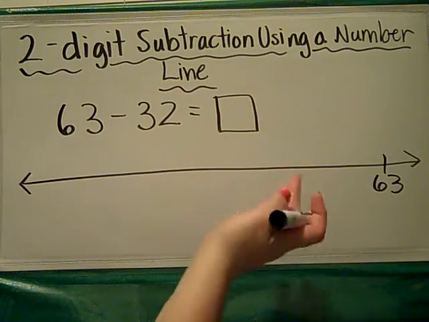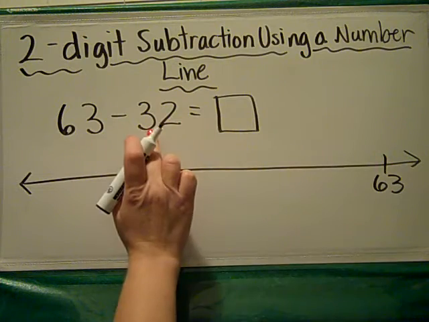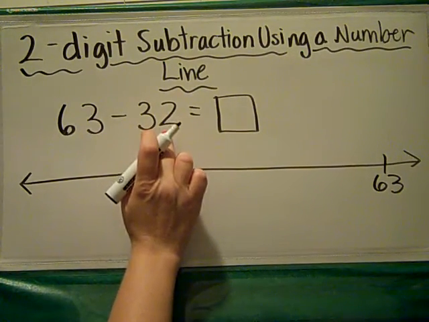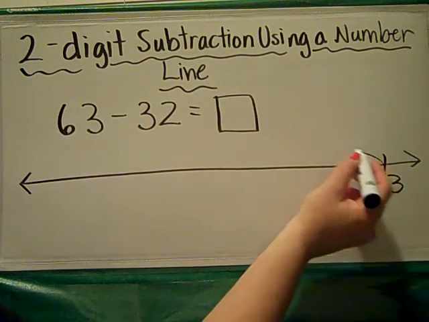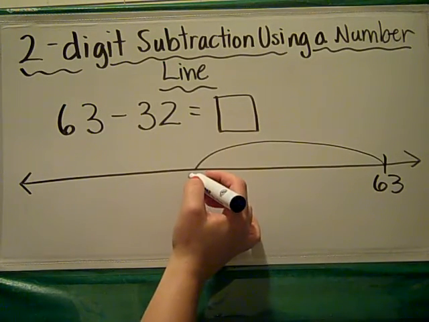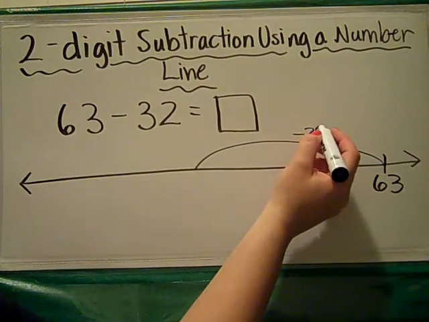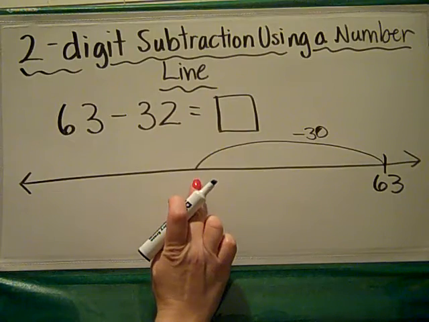Well, I don't need to make 32 hops. That would be too many hops. So what I'm going to do is break this number 32 up into 30 plus 2 using my knowledge of place value. So what I can do is make one big hop backwards. I'm going in this direction now because I'm taking away 30. So I'm going to label my hop as minus 30. And it's very important that you label your number line.